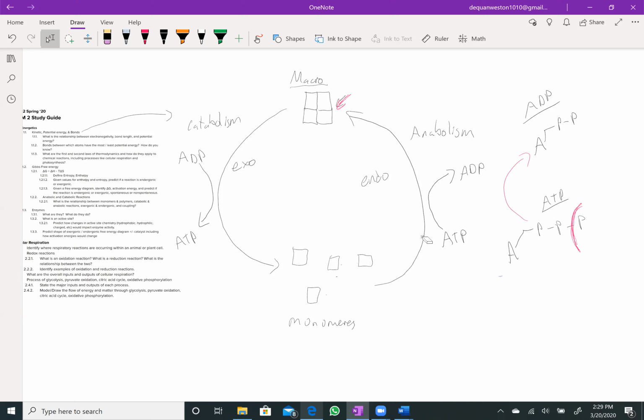It's exothermic. It decreases potential energy. It increases entropy. It releases heat. It releases energy.